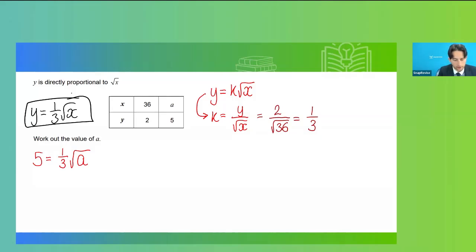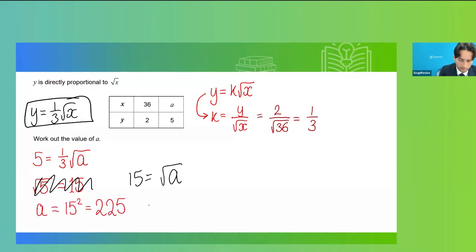So you can times that by 3, and then we can think, okay, times up by 3. Have I done that right? 15. No, that looks wrong. 7. And then square both sides. And a is 15 squared, which is 225.